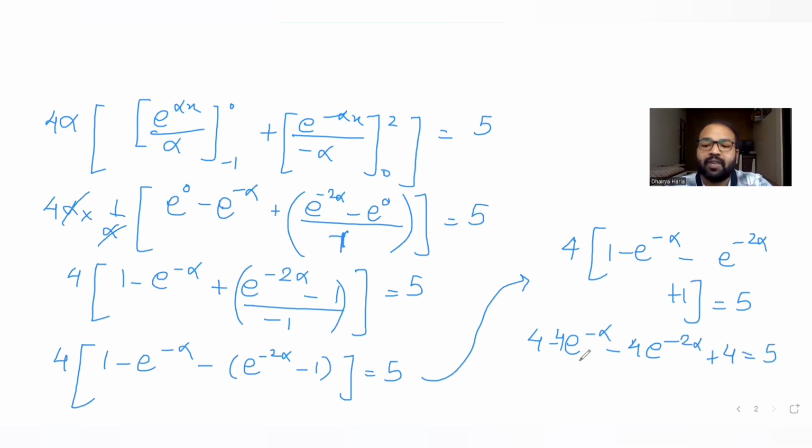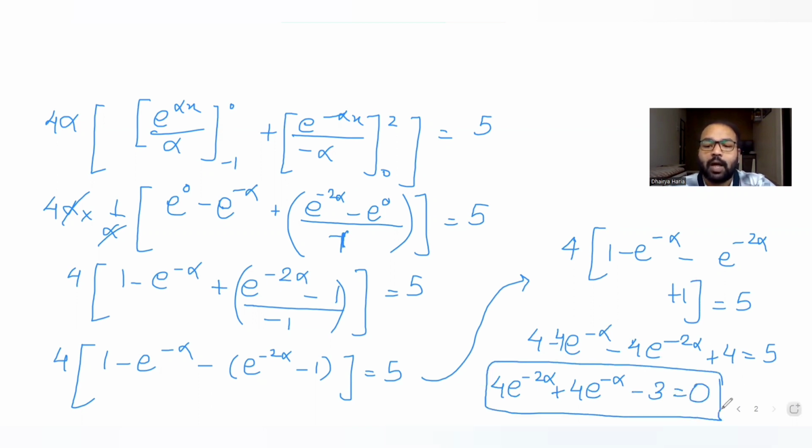So here what I get is, if I take everyone on the right hand side, I have 4 e raised to minus 2 alpha becoming positive, plus 4 e raised to minus alpha also becoming positive, and 5 plus 4 if it goes here becomes minus 4. So 5 minus 4, 1, and plus 4 again if it goes here becomes minus 4. So 1 minus 4, that is minus 3. So I get minus 3 equals to 0. So I get this equation with me. Now let's solve this further. I have 4 e raised to minus 2 alpha plus 4 e raised to minus alpha minus 3 equals to 0.